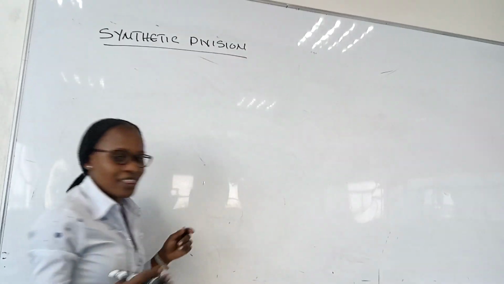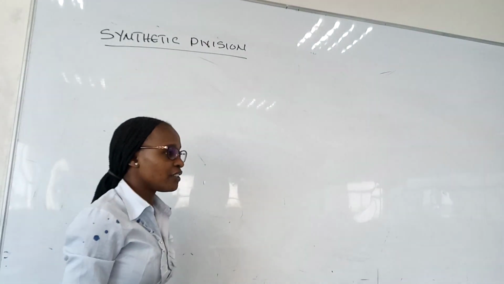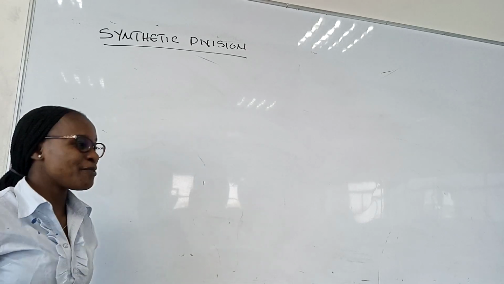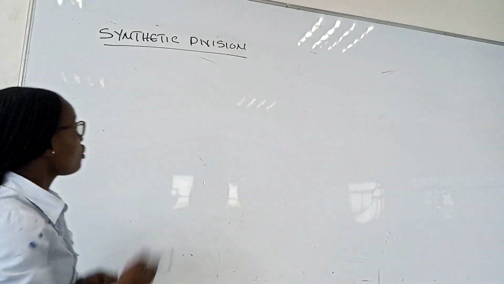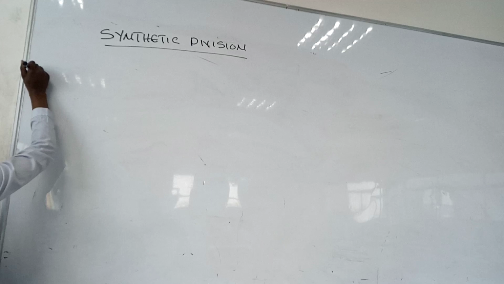So this is called synthetic division. So how does it work? It's not very different from the long division method. In some ways, it's just like the reverse or a bit opposite of it. So let us try to look at some examples.